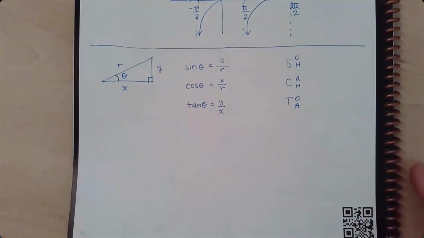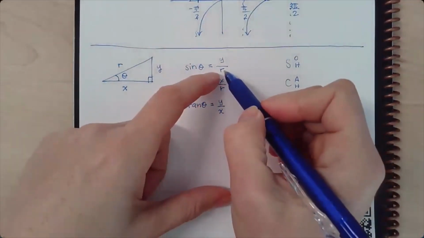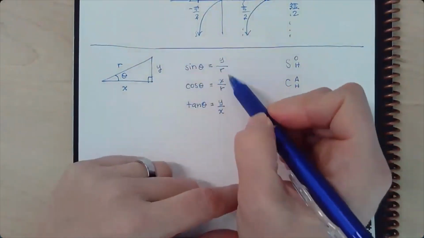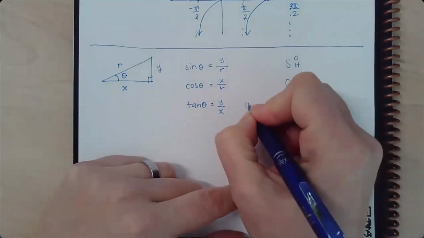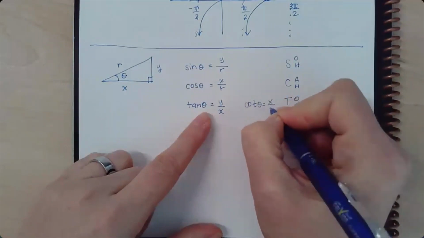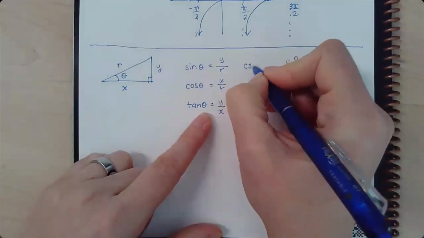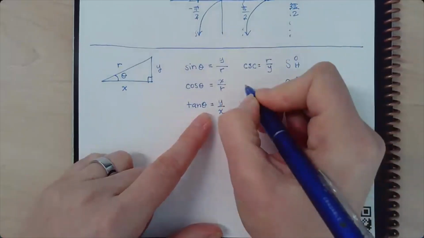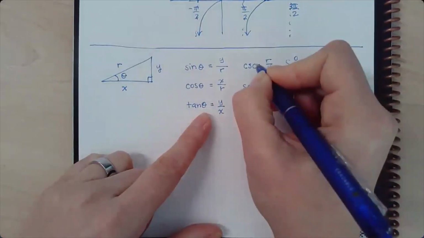They're reciprocal functions, meaning the hypotenuse over the opposite side, or r over y, r over x, x over y. Their names are cotangent, cosecant, and secant. Oops, I lost my theta on my cosecant.